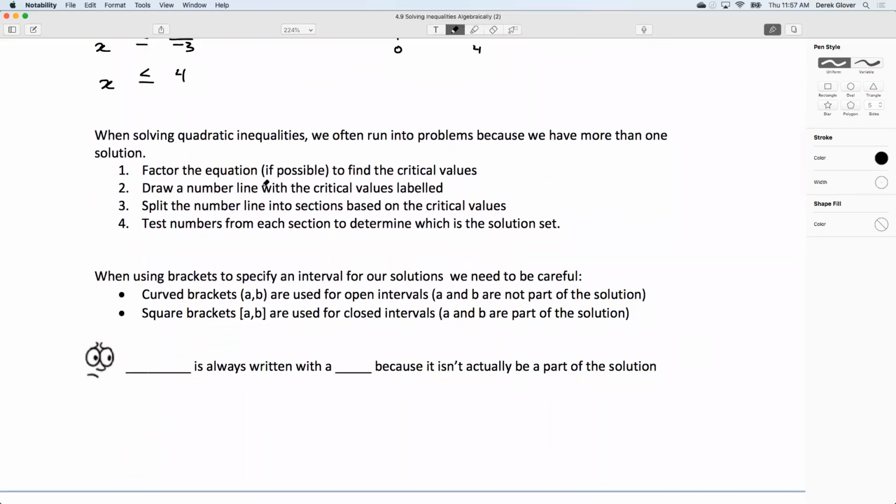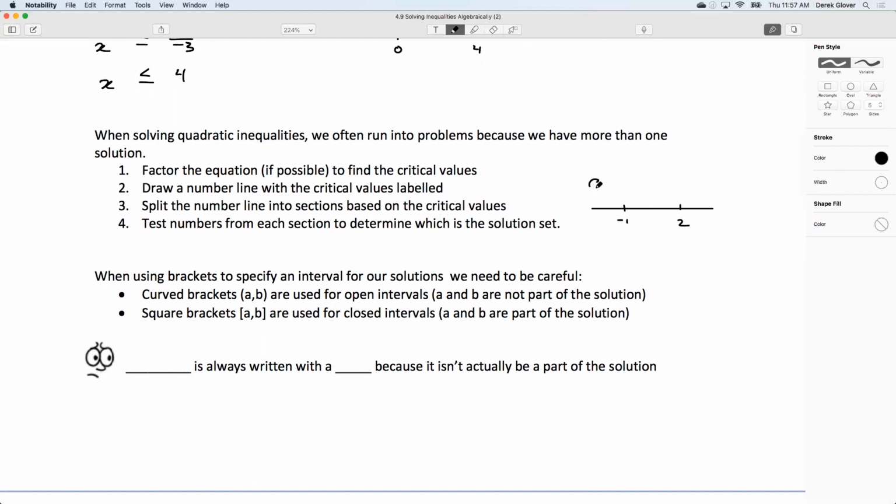So this is the approach we're going to take. We're going to factor the equation if possible. If not, we could use the quadratic formula. Draw a number line with the critical values labeled. We're then going to split the number line into sections based on what the critical values are. And so, for example, let's say we had 2 critical values. We had one at minus 1 and one at 2.